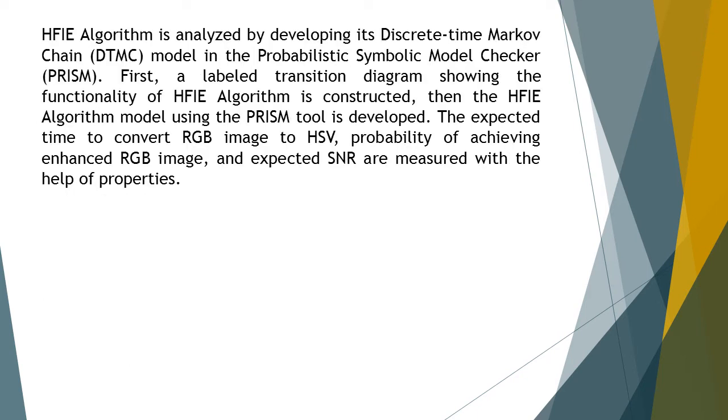The algorithm is analyzed by developing its discrete time Markov chain, DTMC, model in the probabilistic symbolic model checker, PRISM. First, a labeled transition diagram showing the functionality of the algorithm is constructed, then the algorithm model using the PRISM tool is developed. The expected time to convert RGB image to HSV, probability of achieving enhanced RGB image, and expected SNR are measured with the help of properties.